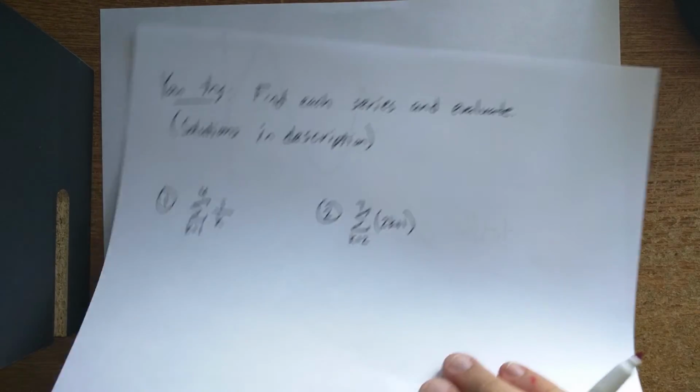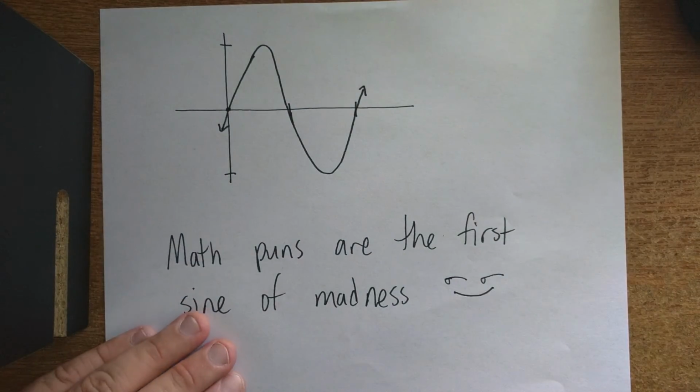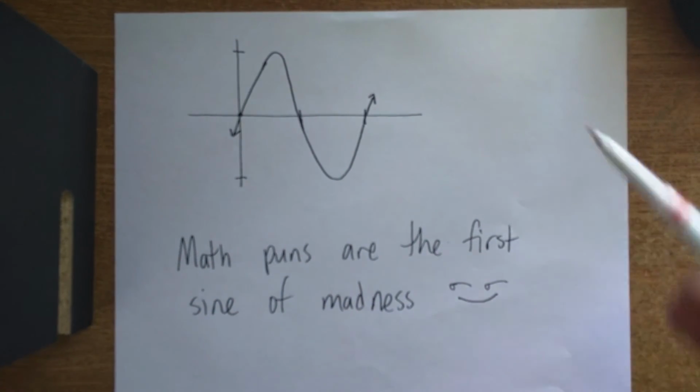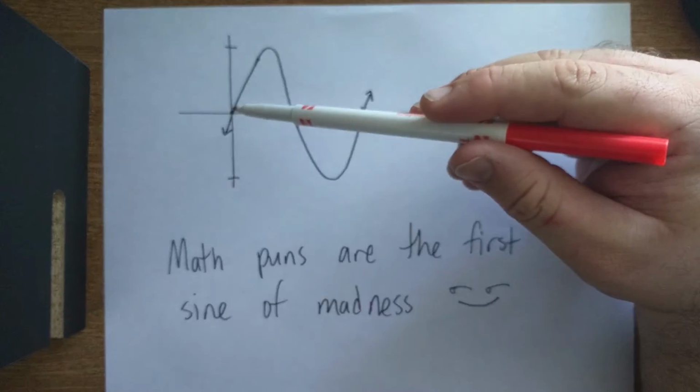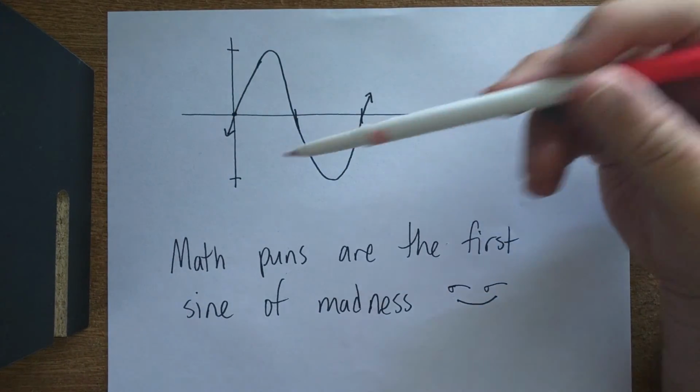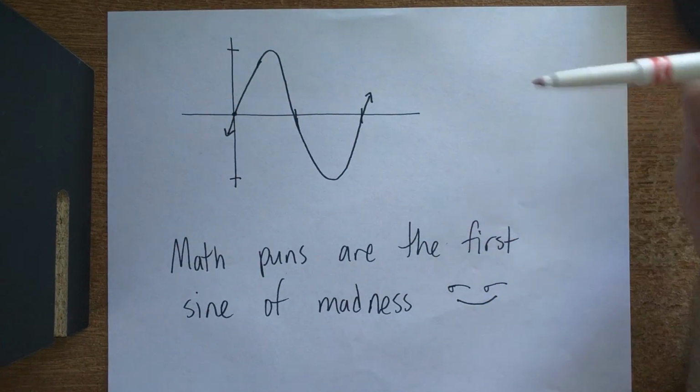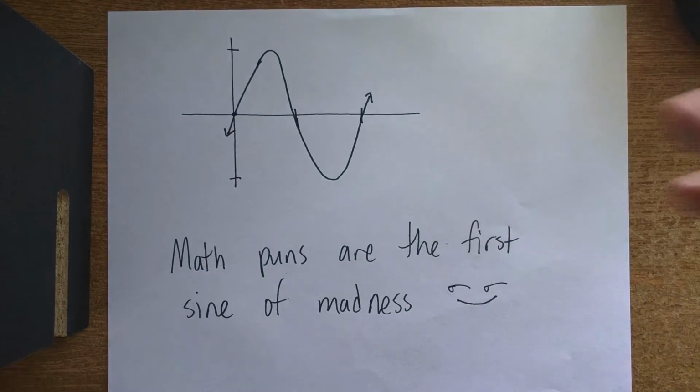All right, you ready for a math pun? I love this pun. This is from the last section, 11.1. We learned about sine graphs. So math puns are the first sign of madness. Ha ha ha ha.